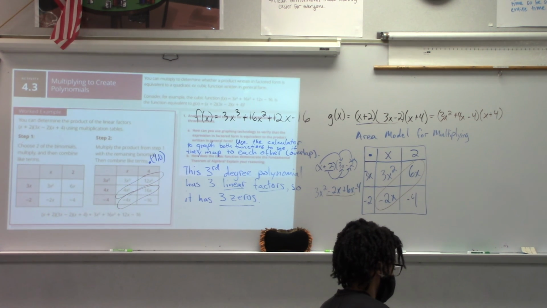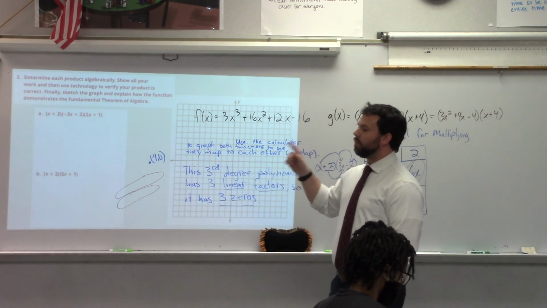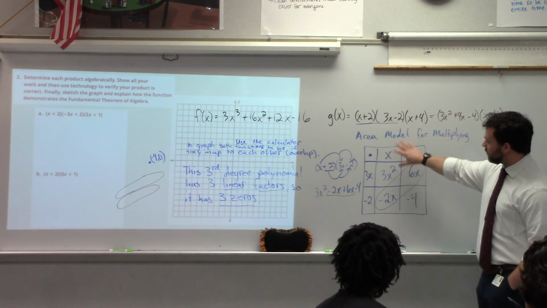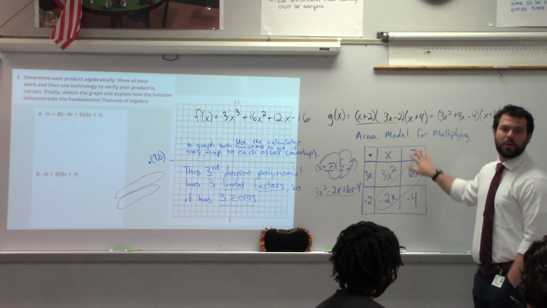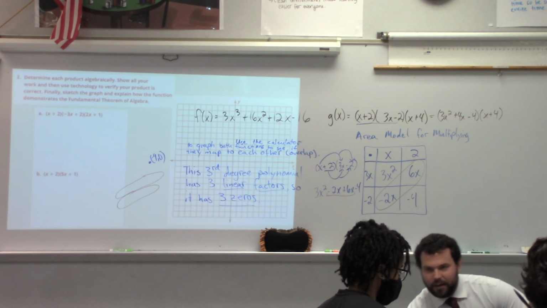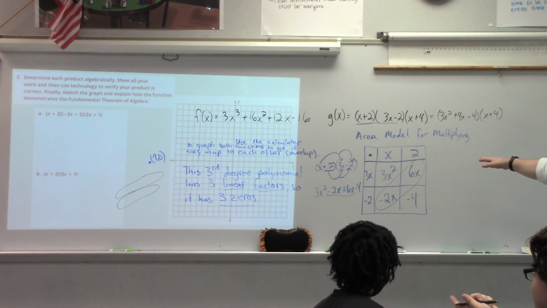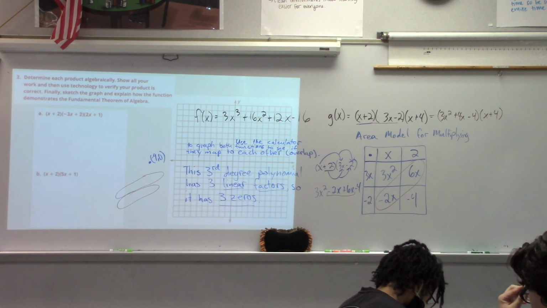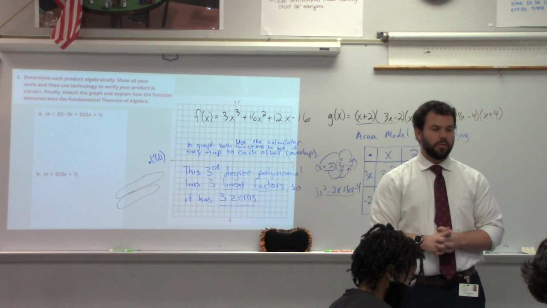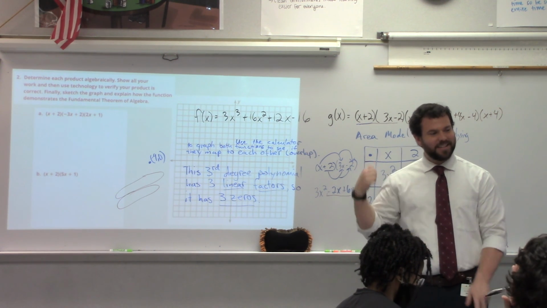Okay? And so what I want you to see is we're right here on number 2. Pay attention to the order of the work. Determine each product algebraically. Is this, even though it's called an area model, is this algebraic, working with the expressions and the equations? No. So what do we mean by algebra? Remember, algebra is the idea of dealing with our expressions, our equations, inequalities, things like that. So determine each product algebraically. Show all your work, and then use technology to verify your product is correct. What do you think that calculator is? Didn't we literally use the calculator to check them earlier?